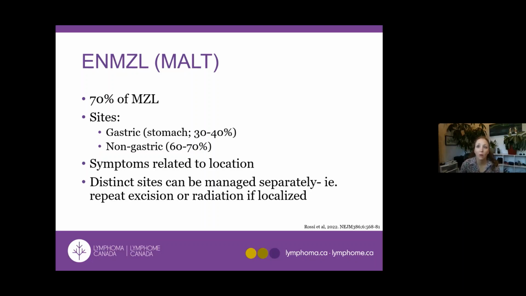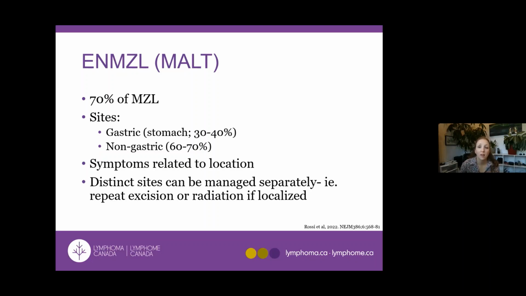In the breast, they can have a lump. In the thyroid, they can have a lump. If it's ocular, they can have redness or a lump. So it's really particular to where that marginal zone lymphoma is growing. We know that sometimes individuals can have extranodal marginal zone lymphoma pop up in one location.